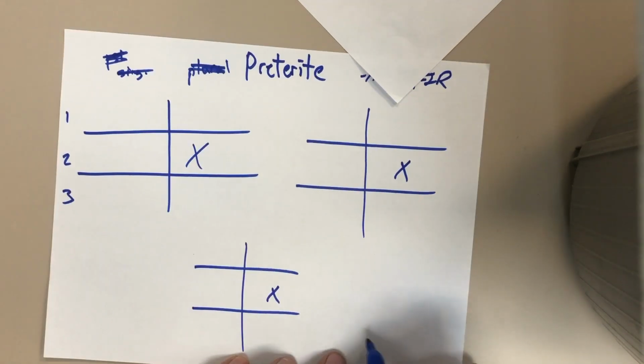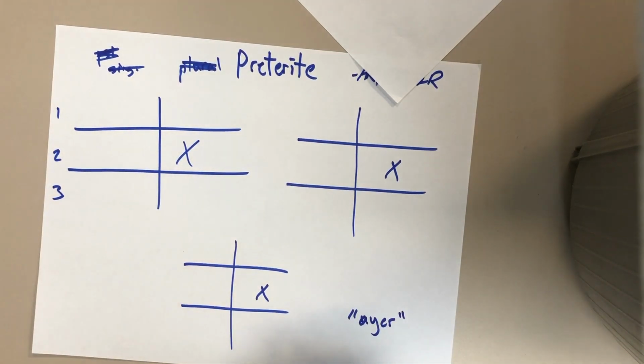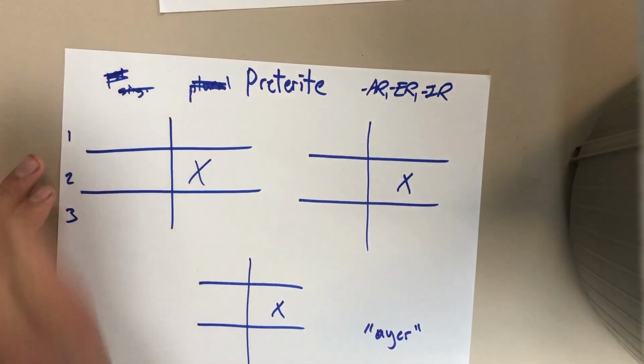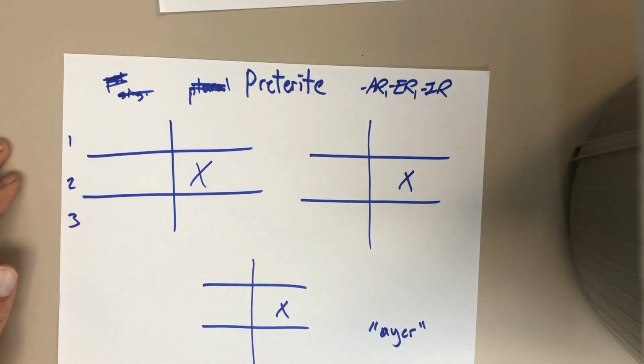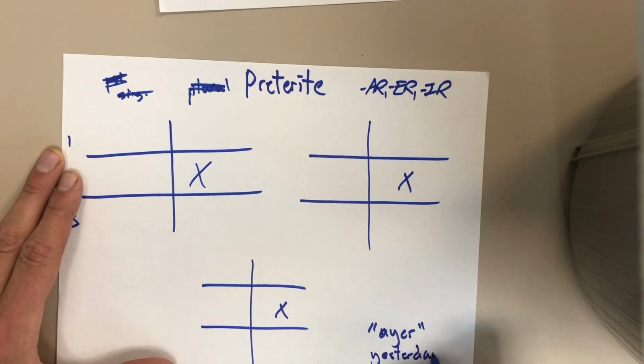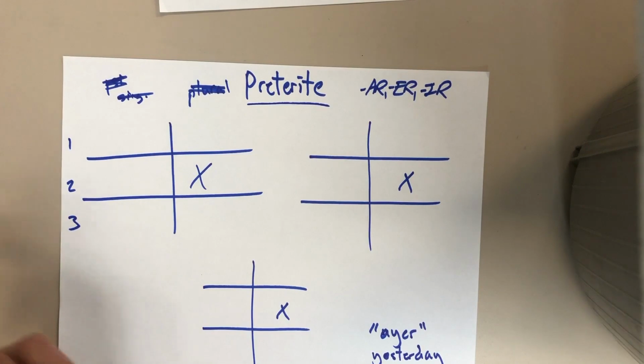I'm just going to put this word here because it's really helpful. Ayer. What's ayer mean? It's yesterday. It literally just means yesterday. But if we're talking about things that happened yesterday or last night, it would be past, and it's often the past preterite. That makes a lot more sense. I thought it just meant past.